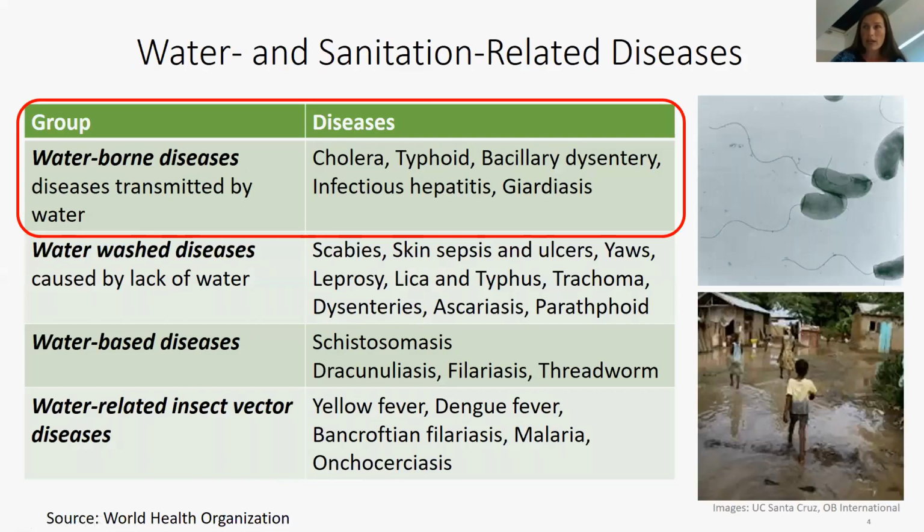So when we think about that, what kind of water and sanitation related diseases do we know? And there are basically just four.